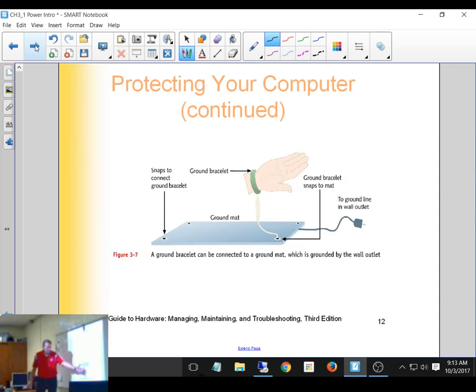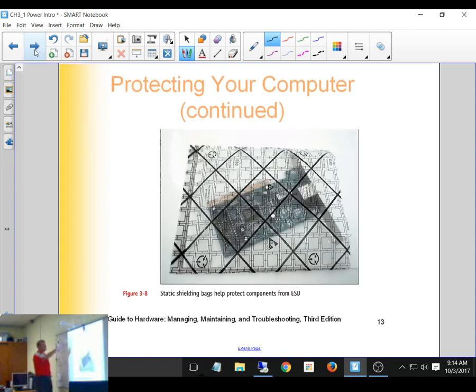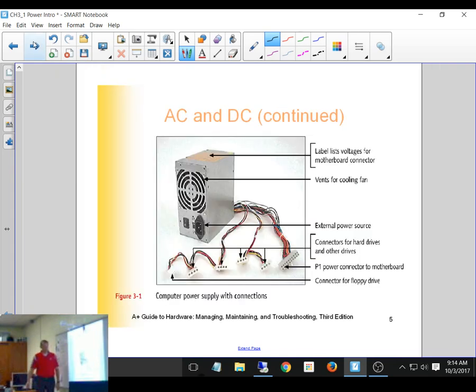And the same thing applies with one that goes in a grounding mat. On this case, it's connected to the mat. And you can see the little picture with only one plug on that plug-in. It grounds it out there. And I've already shown you anti-static bags. It's really to protect the component more in shipping than anywhere else.